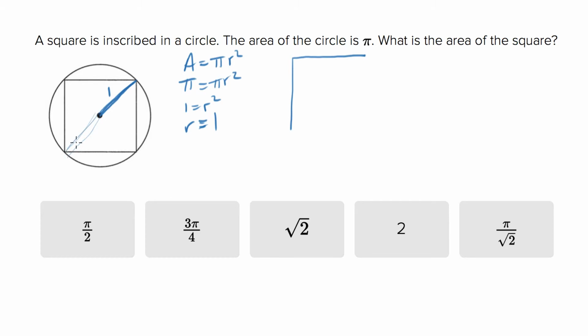You can say the diagonal of the square is the same as the diameter of the circle, which is twice the radius. So if you have a square and you know the diagonal, this is a 45, 45, 90-degree triangle, right? So you could also use the Pythagorean theorem for this, but you really want to have this memorized. The ratio of these sides are, let's put this in a different color, 1 and root 2.